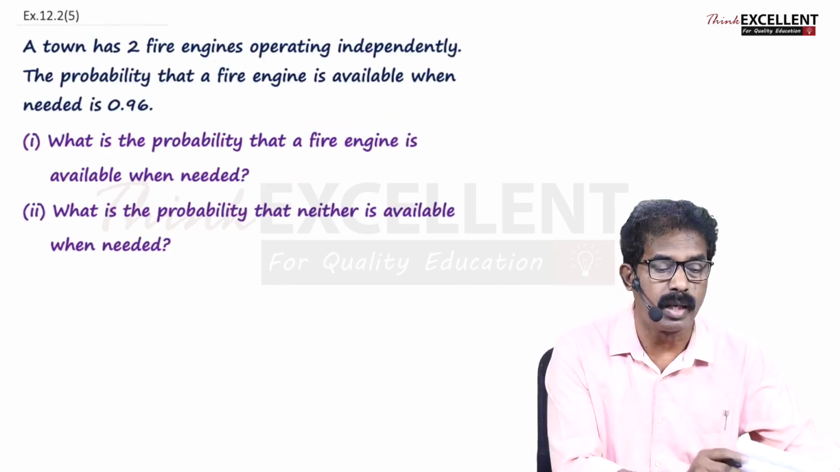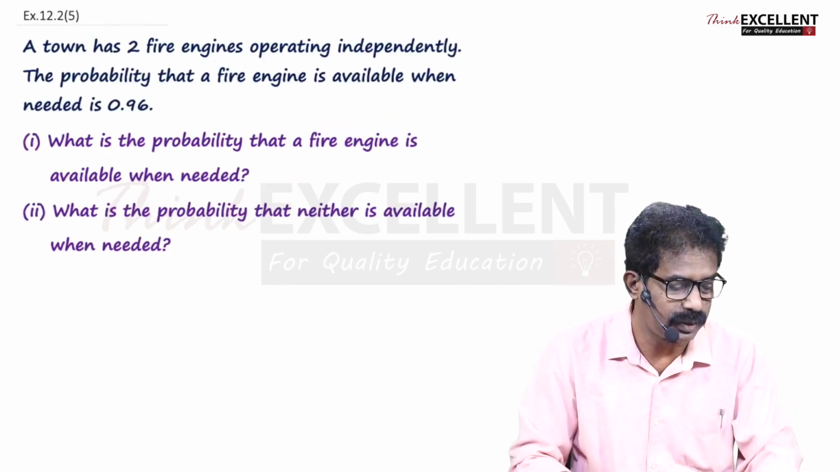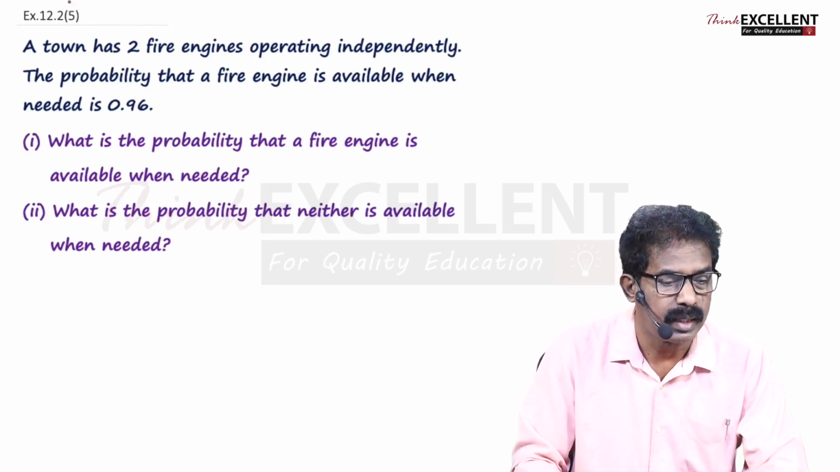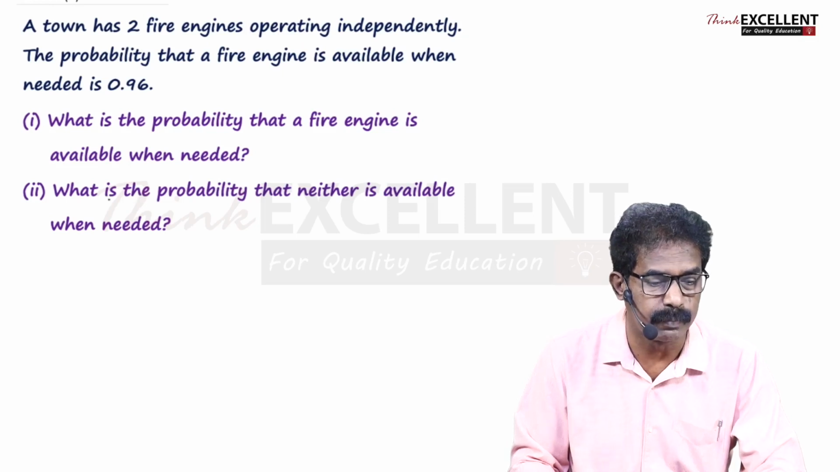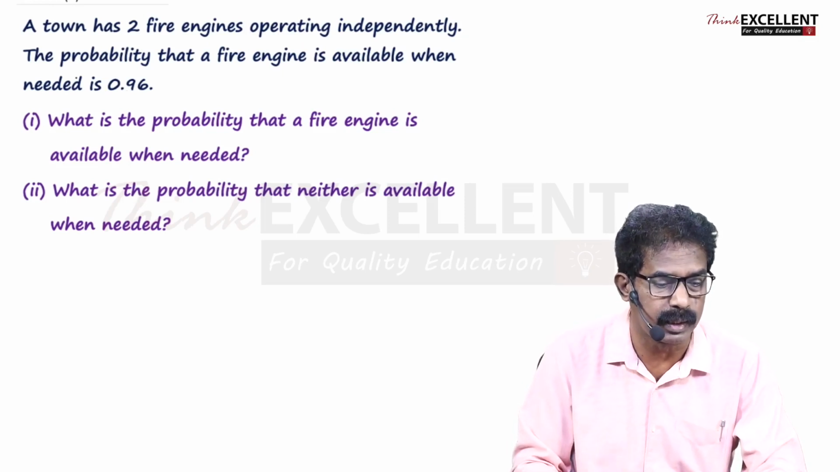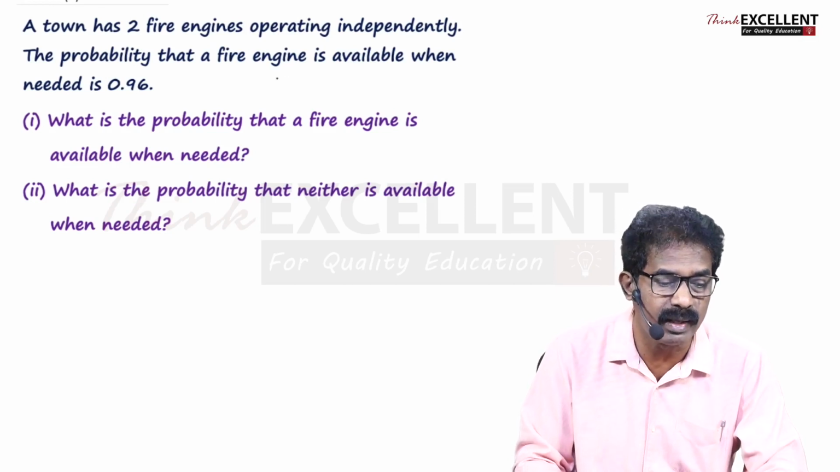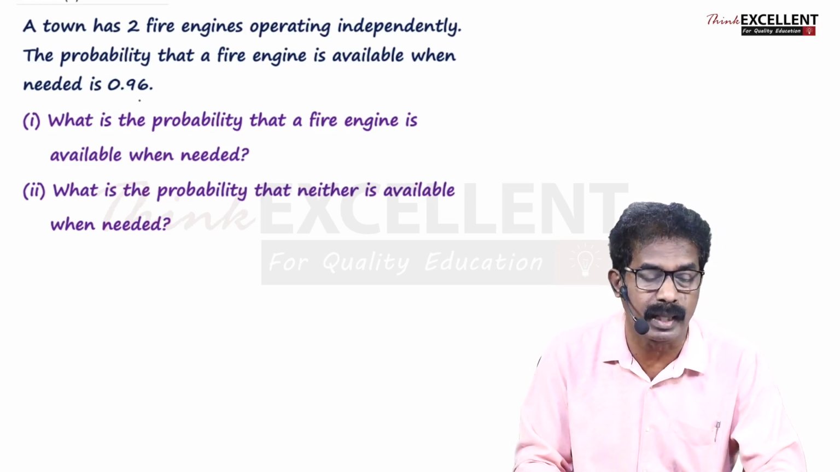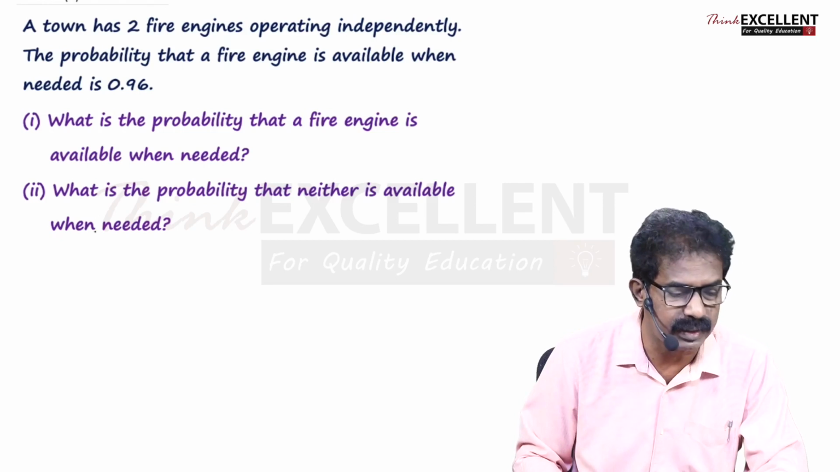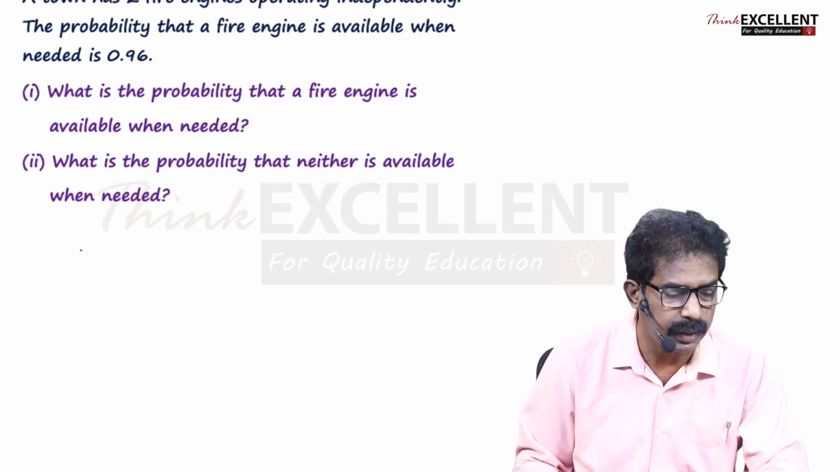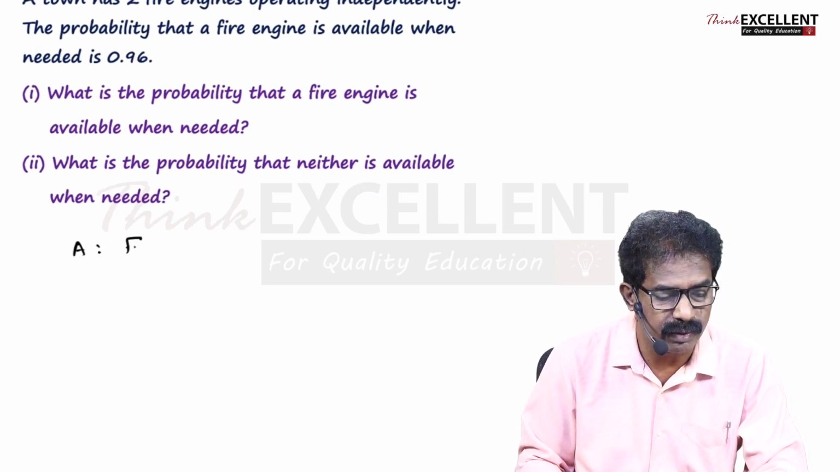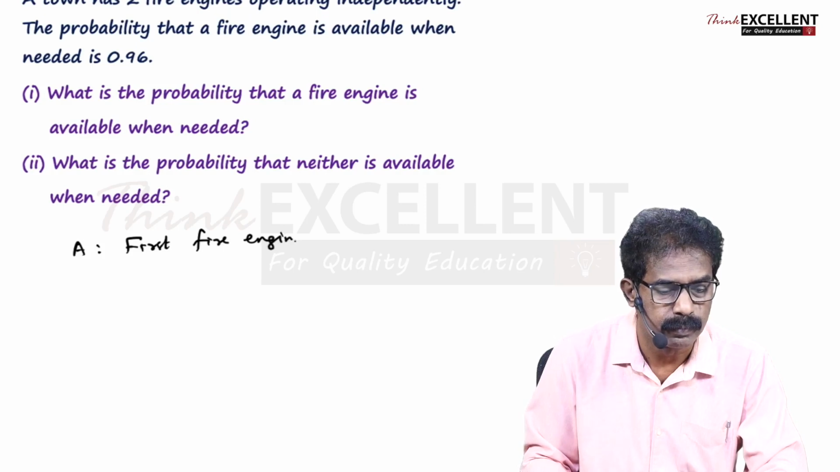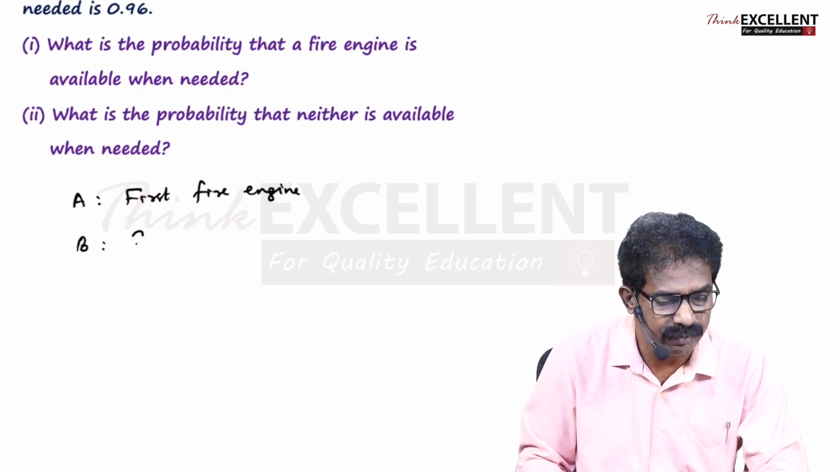Okay, now let's move on to question number 5. Listen to that question carefully. A town has 2 fire engines operating independently. The probability that a fire engine is available when needed is 0.96. There are 2 fire engines, right? Say I'm taking, let A be the first fire engine, and B stands for second fire engine.